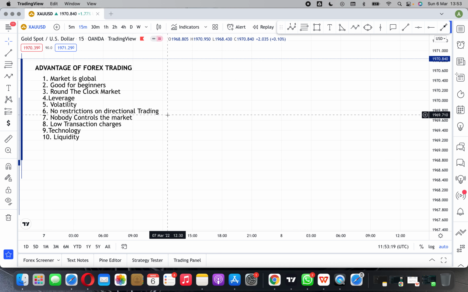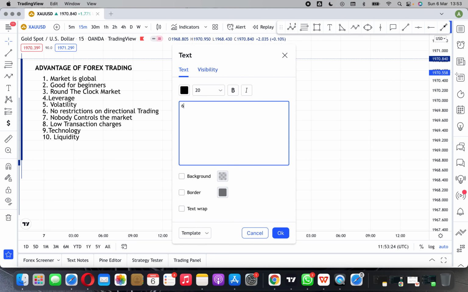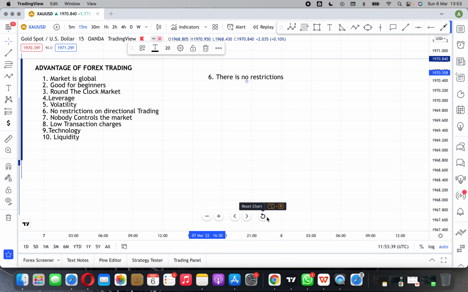Okay. Number 6, they said there is no restriction on the market. No restriction on directional trading. They say, unlike the stock market, the foreign exchange market does not have any restriction on directional trading. Since traders are always either buying or selling a currency according to the state of the market, you can easily go long or sell depending on your prediction of changes in the value.